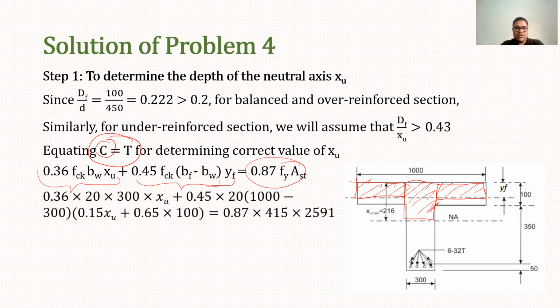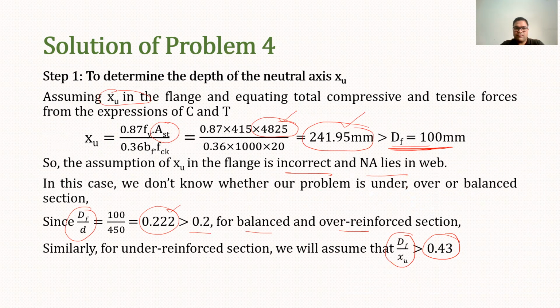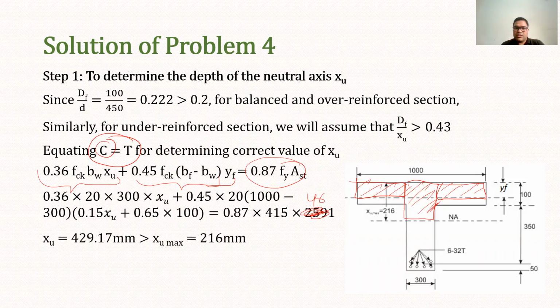The area of steel is already given here. Sorry, the area of steel that we have is 4825. By putting the value 4825, we get the value of XU as 429.17. So this time you can see that the depth of neutral axis is 429, which is more than XU max.